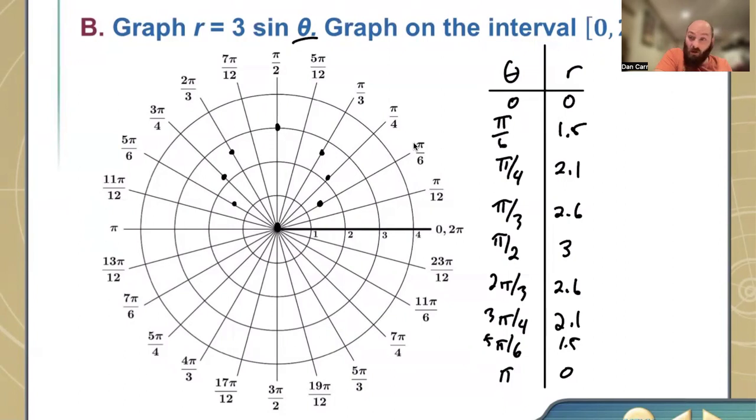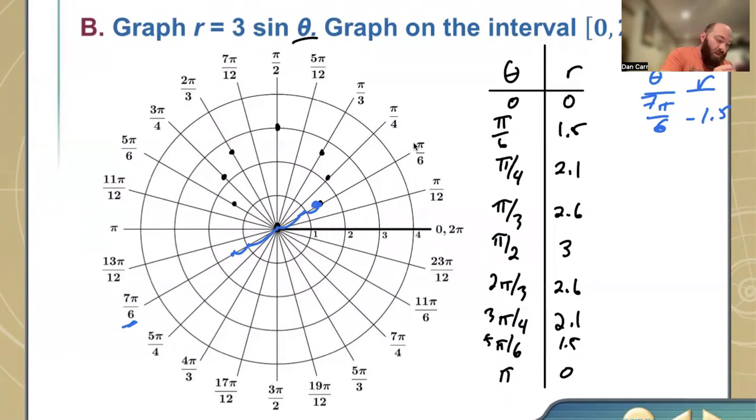If I were to continue beyond that, for example to 7 pi over 6, my r, when I plug that in, would end up being negative 1.5. So if I go to 7 pi over 6 and go to negative 1.5, I would go from here, and I'd be back mapped onto my original point.